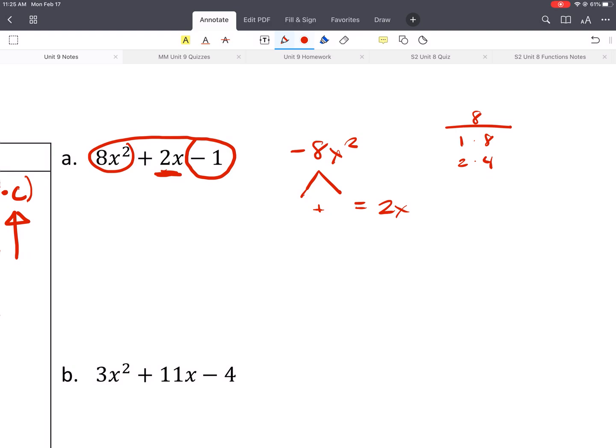So let's try 2 and 4. Is there some way that we can add or subtract 2 and 4 to give us 2? All right, well, if we had a -2 and a +4, that would combine to give us a +2x. And then if we multiply -2x by 4x, that would end up giving us a -8x squared. So these are the two things that would multiply to give us -8x squared and add to give us 2x.